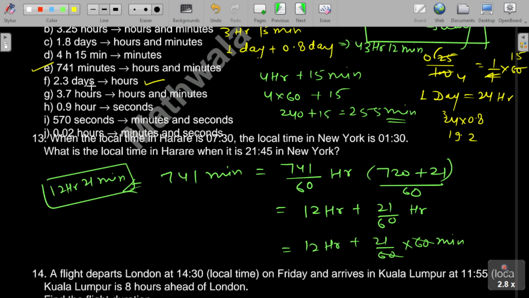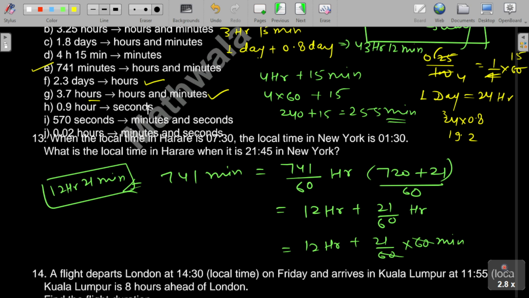2.3 days multiplied by 24, like one day is 24 hours, so multiply this by 24 and you will get the answer. 3.7 hours in hours and minutes. This one also you do by yourself.